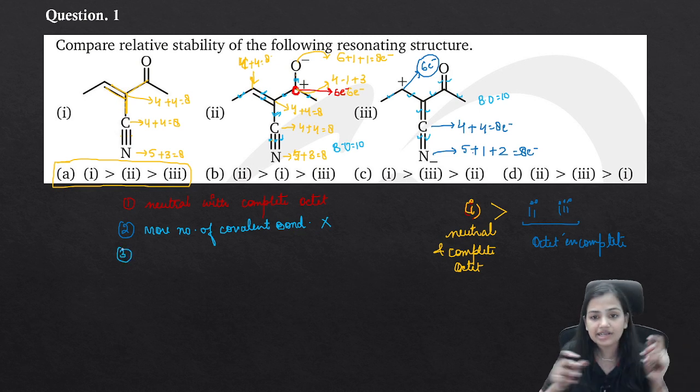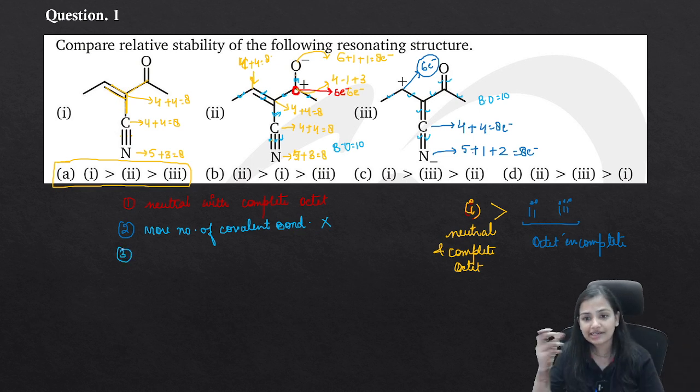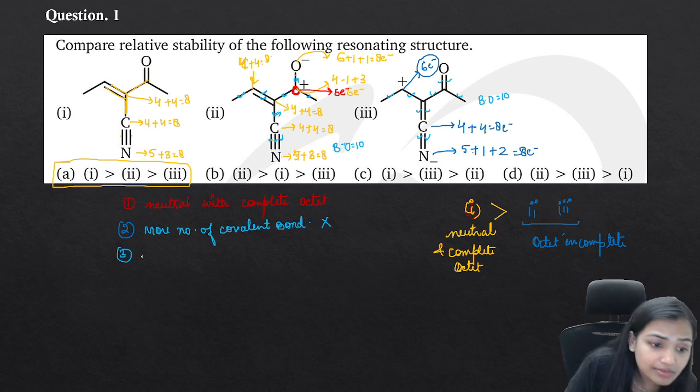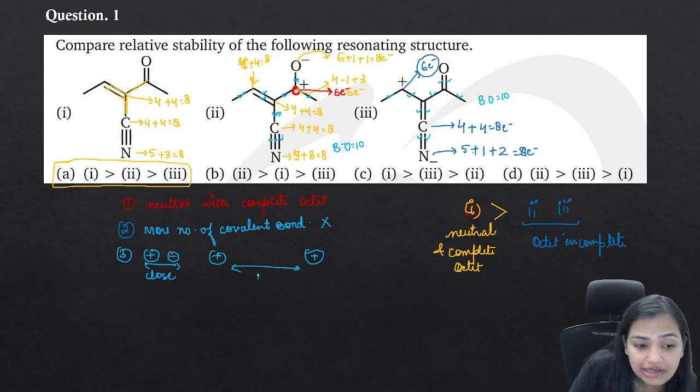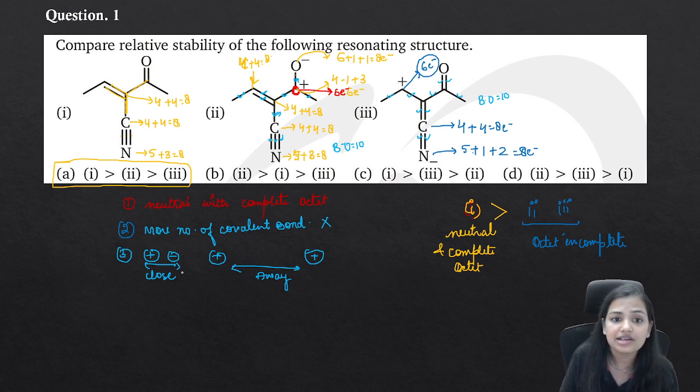What is the third point that says? The third point says that if you have a charged species, then the charges must be closer. Means the opposite charges must be closer, and the like must be away from each other. Why? Because like repels and opposite attracts. So opposite has to be closer.